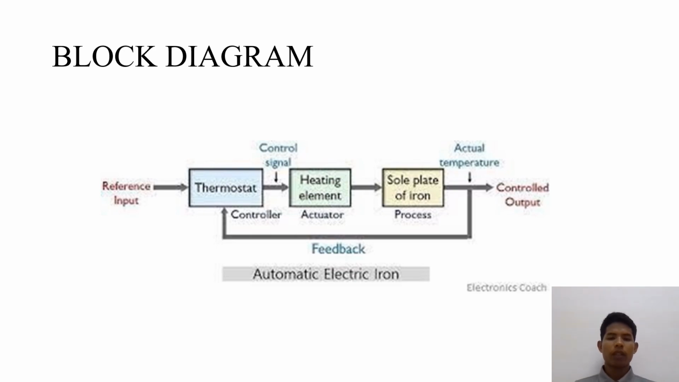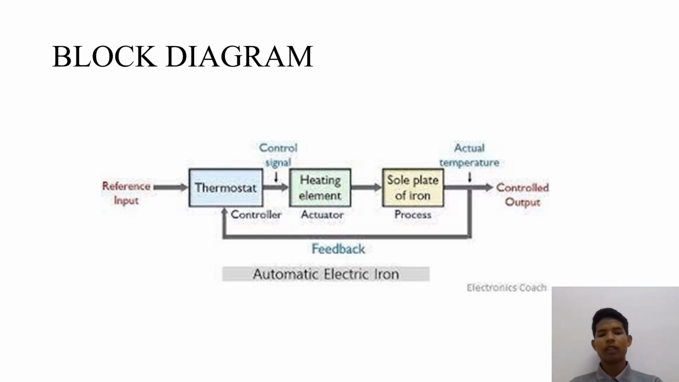This is the block diagram of the electric iron. First, the input goes to the thermostat. The function of the thermostat in an electric iron is to make sure that the iron doesn't get too hot if it is left untended for a period of time.